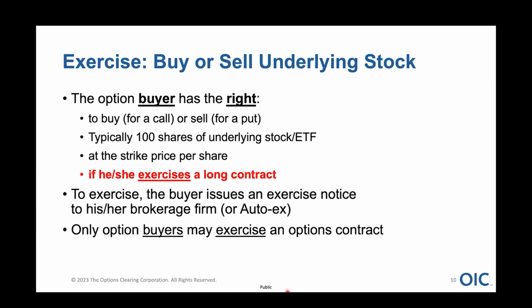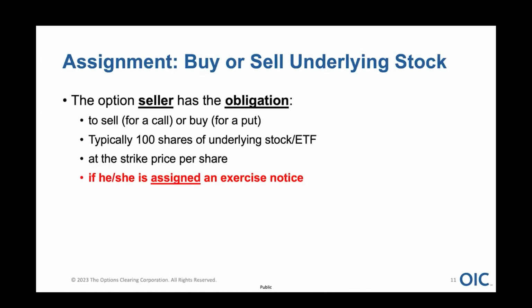We'll also get into that as well. But just know that if you want to exercise for whatever reason before expiration, you would have to file an exercise notice with your broker in order to do so. Once again, only option buyers may exercise because they own the rights. Option sellers don't really have any rights. They just have the obligations. So once again, as option buyers have rights, sellers have obligations.